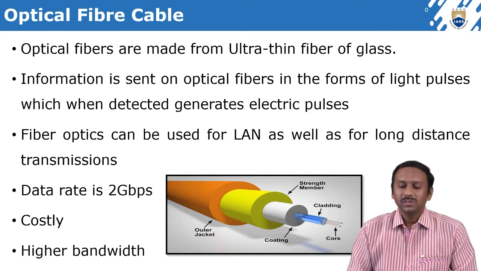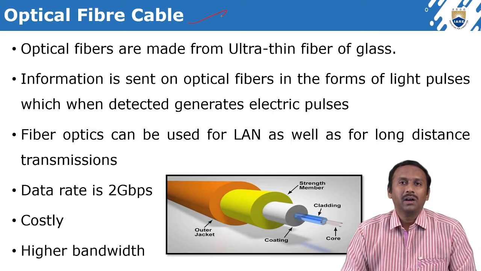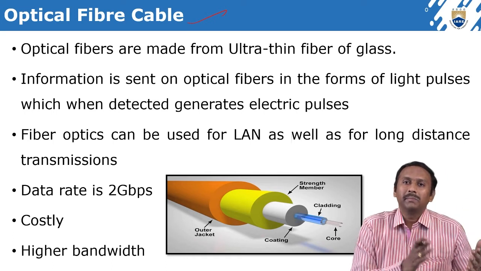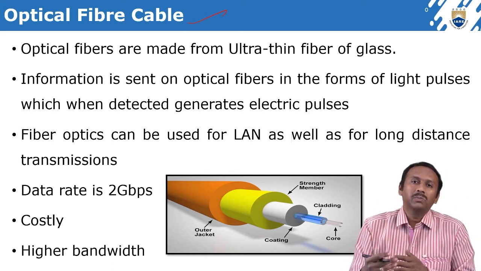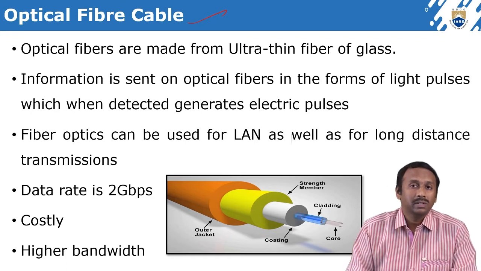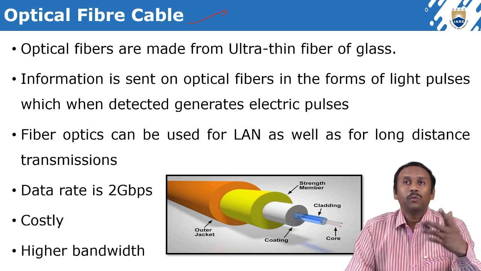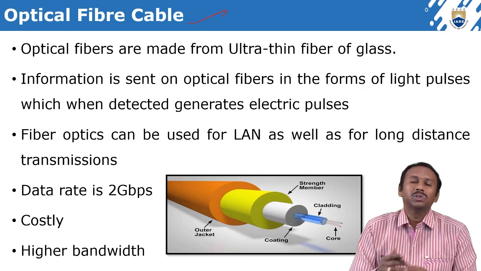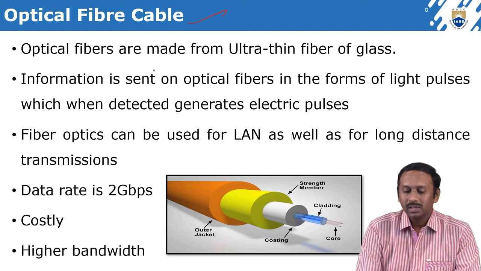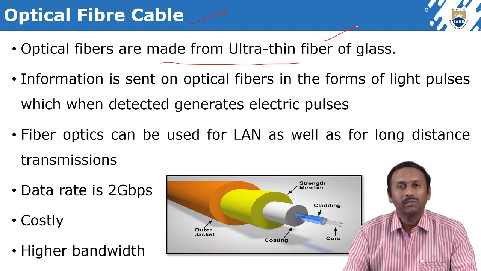The next important one is optical fiber. Obviously, when we compare to the previous one, when compared to twisted pair, coaxial cable provides better efficiency and good improvement for data transmission, all the things. And optical fiber, obviously, is going to provide better efficiency than the coaxial cable. And this is made up of ultra thin fiber of glass.